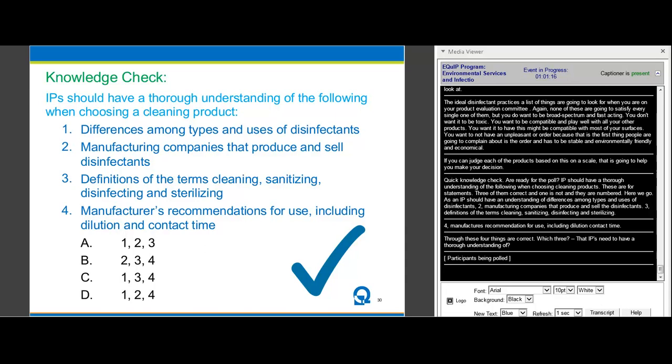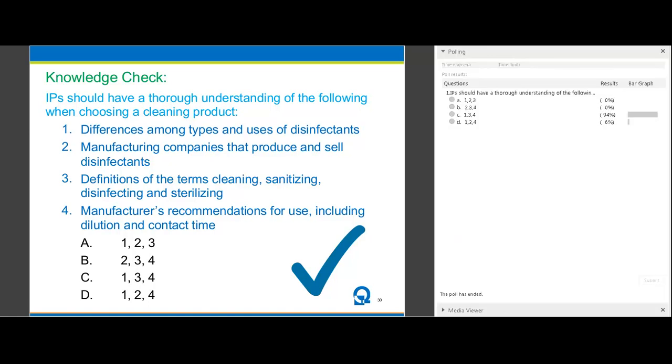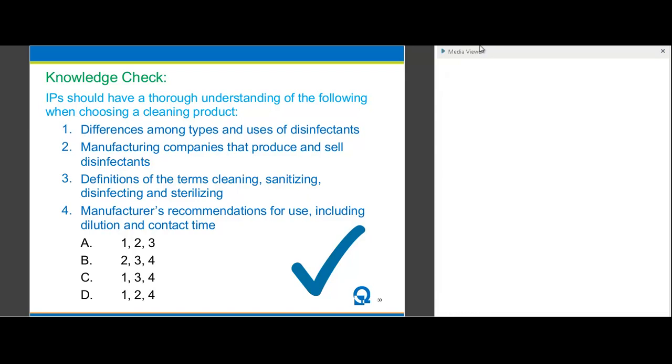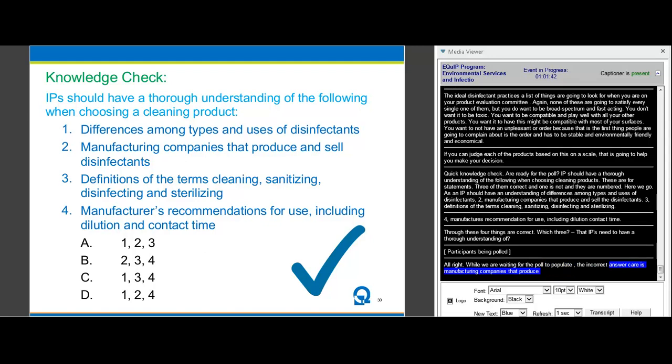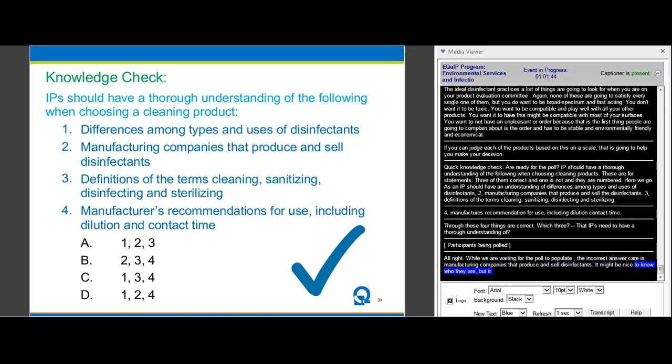All right, so while we're waiting for the poll to populate, the incorrect answer here is manufacturing companies that produce and sell disinfectants. So it may be nice to know who they are, but it's not critical. You do need to know what the pros and cons of the disinfectants that you're looking at are. You need to know those terms that we had talked about earlier, cleaning, sanitizing, disinfecting. And you need to know what the manufacturer's guidelines say. So in this case, most of you, 94% of you, got that absolutely correct. So congratulations.